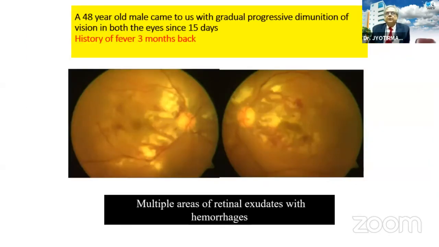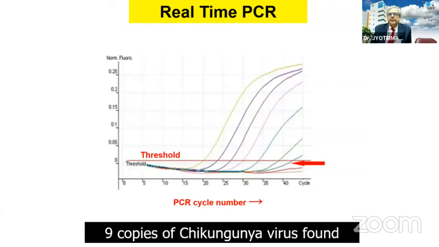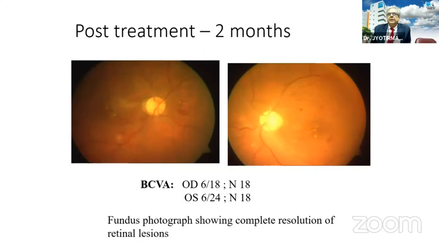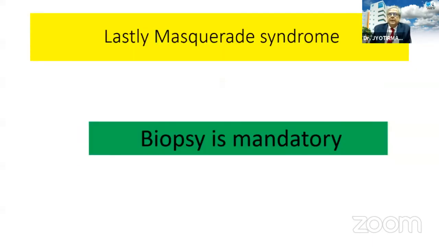This is a 48-year-old male with history of fever 3 months back, multiple areas of retinal exudates with hemorrhage. We did the PCR for several organisms. Nine copies of chikungunya virus were found, and with treatment with steroid, there was marked resolution of inflammation.